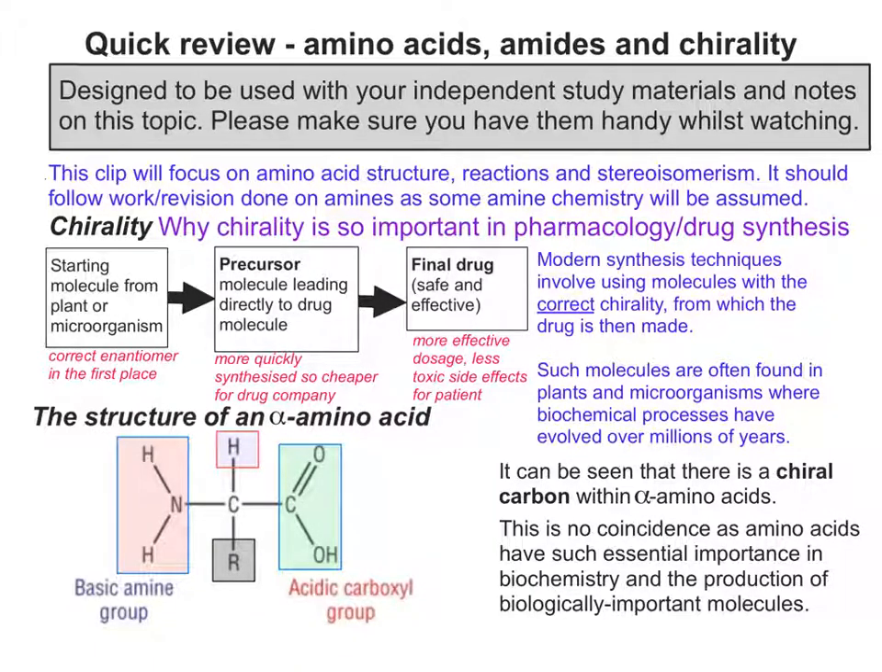Okay, so hopefully this has been a fairly useful review of amino acids connecting to amines, amides, and a little bit of a look at chirality and the implications for pharmacology, pharmacy and medicine.